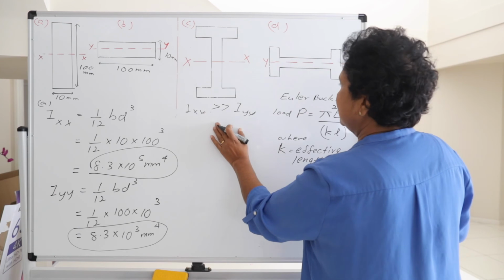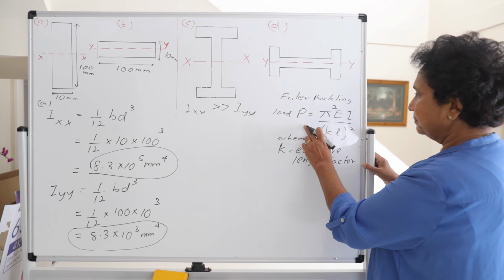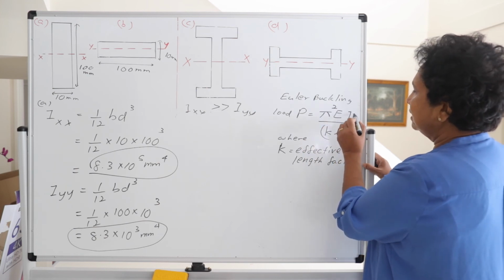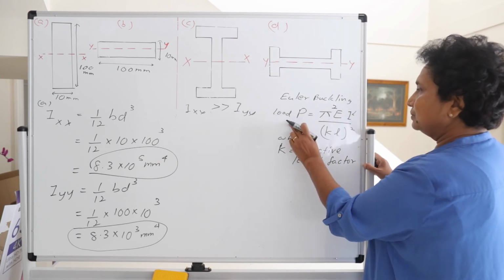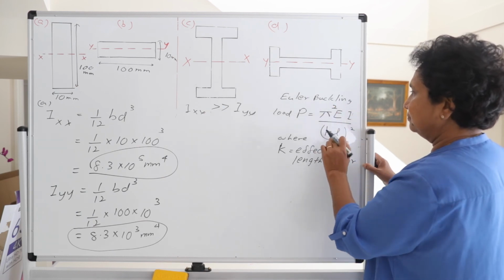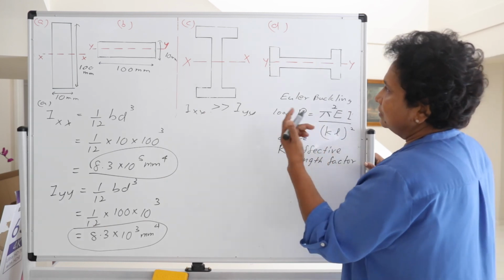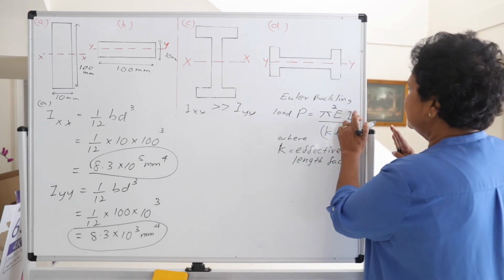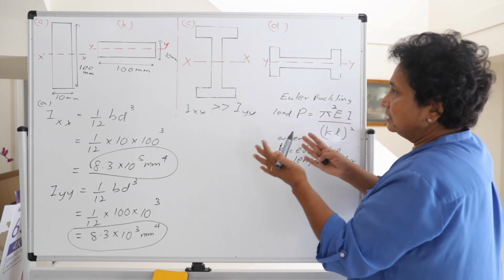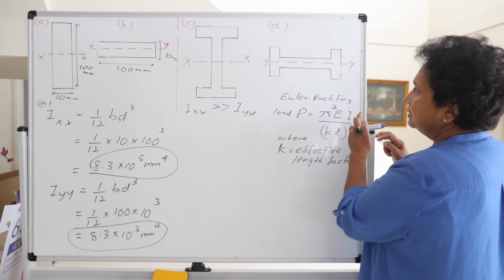Because of that, if you apply the Euler buckling load equation, it's pi squared EI over KL squared. When I is higher, the buckling load will be high. When I is lower, when you multiply by these other factors, the buckling load will be less. So always we get the lower value for the capacity, or the load it can carry, because it will fail by the weaker axis YY.